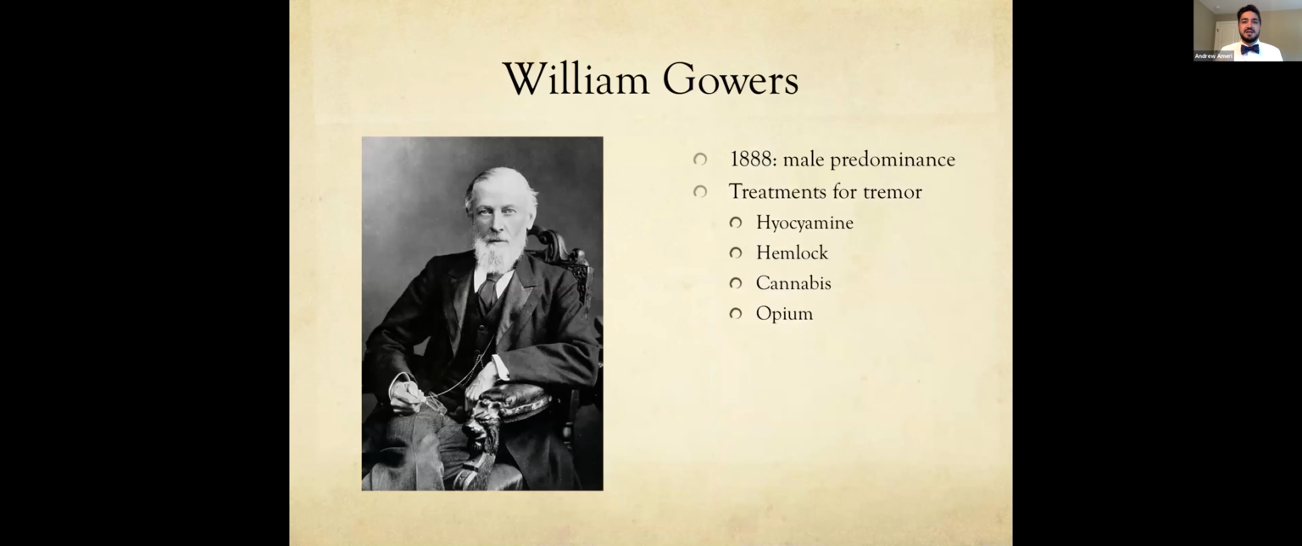Finally, I'll turn my attention to Dr. William Gowers. In addition to what had been noted by prior physicians, Gowers correctly identified the slight male predominance of the disease. He was also involved in promoting different therapies for tremor, including hyoscyamine, which you've heard about before as an anticholinergic, hemlock, which is a quite poisonous flower with anticholinergic properties. He was particularly interested in cannabis, actually, writing specifically of the power of cannabis and opium in combination. He stated, "I've several times seen a very distinct improvement for a considerable time under their use."